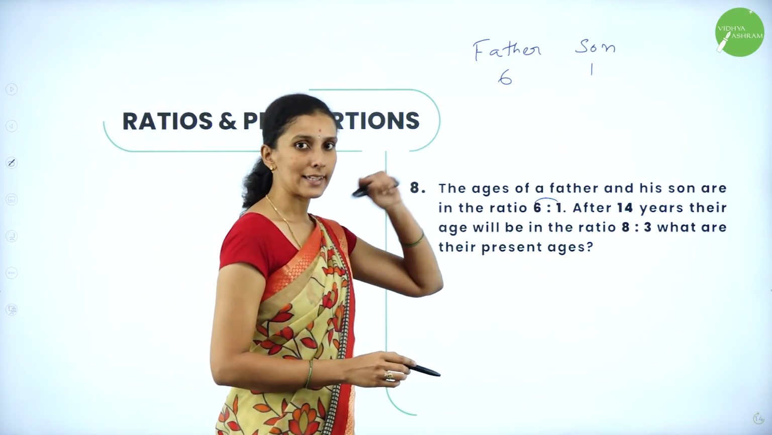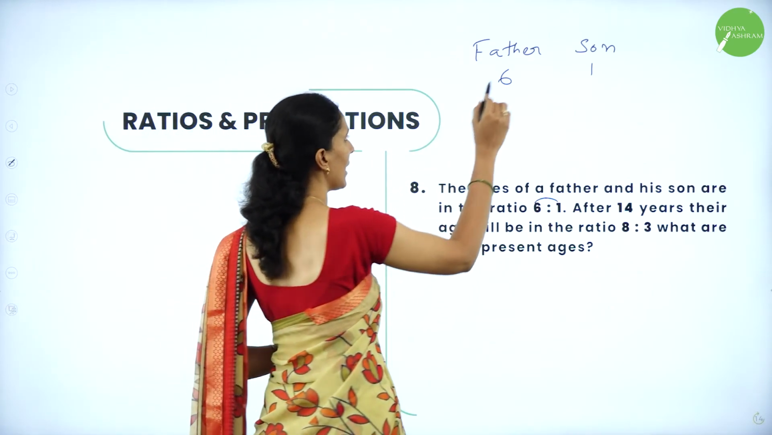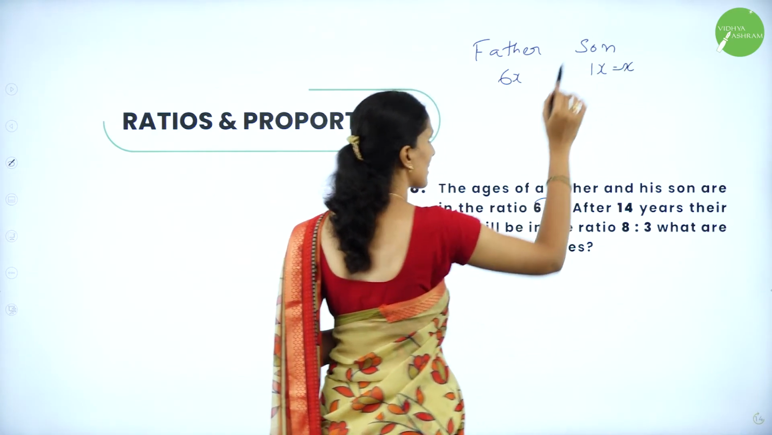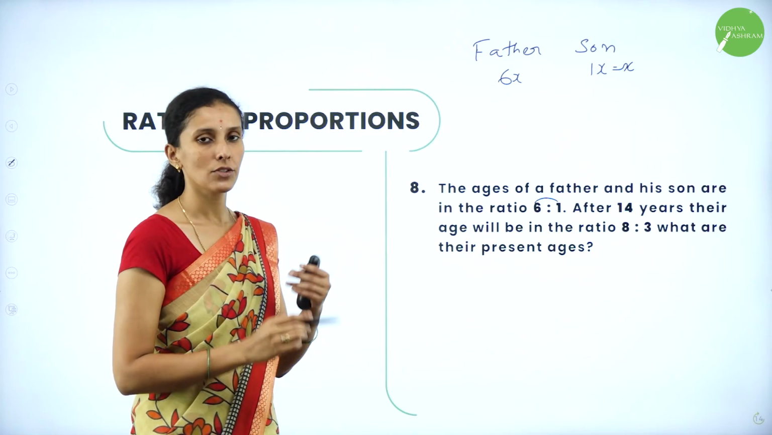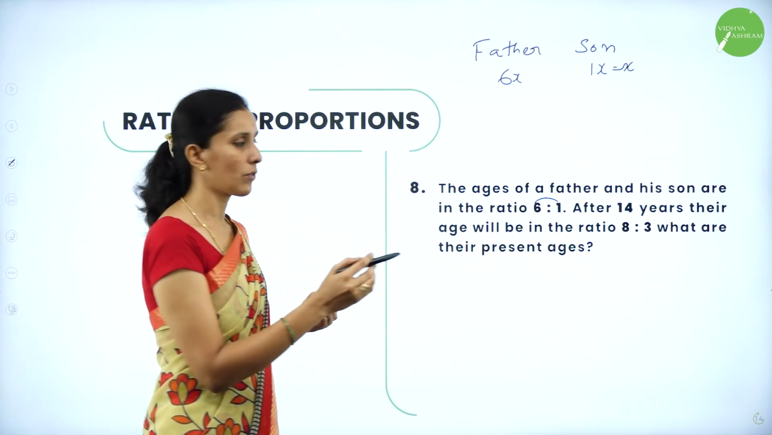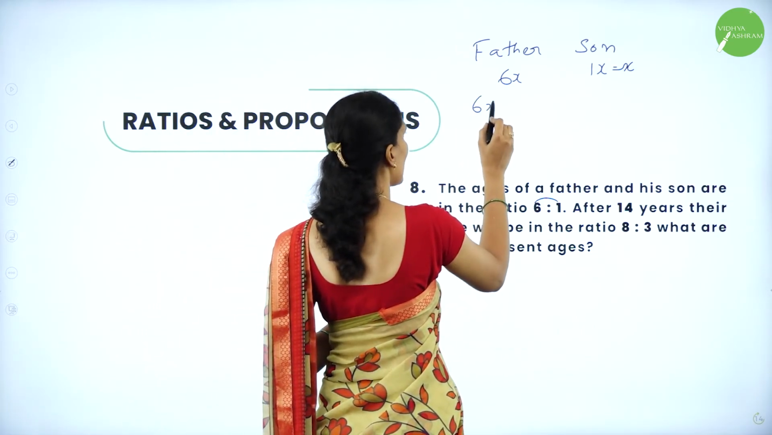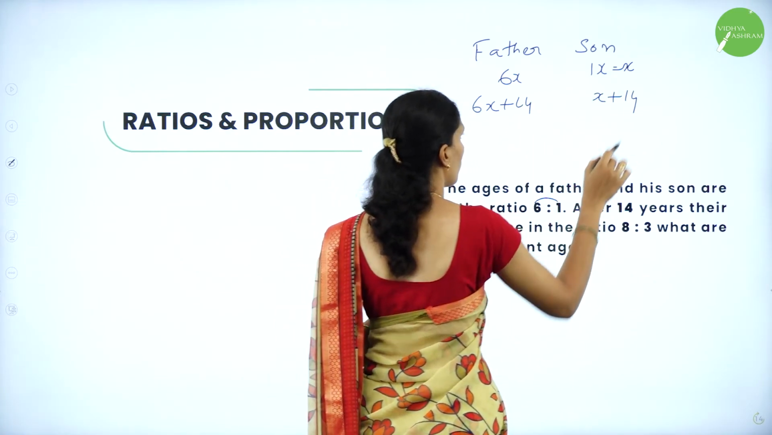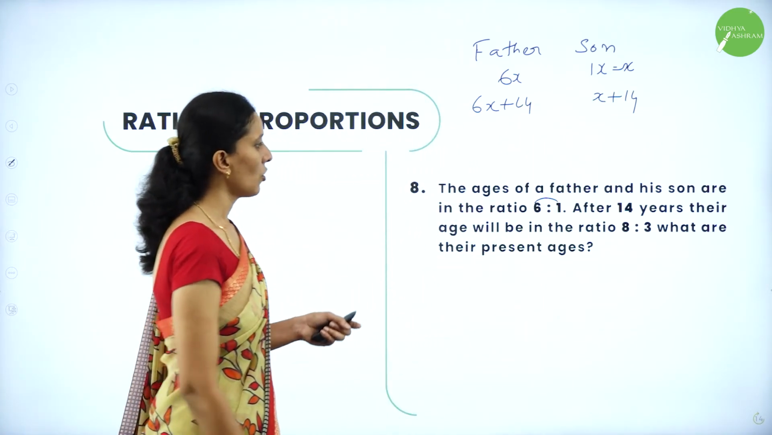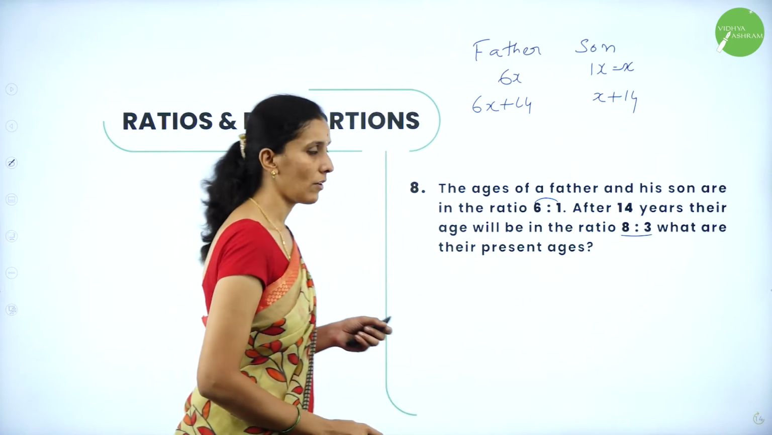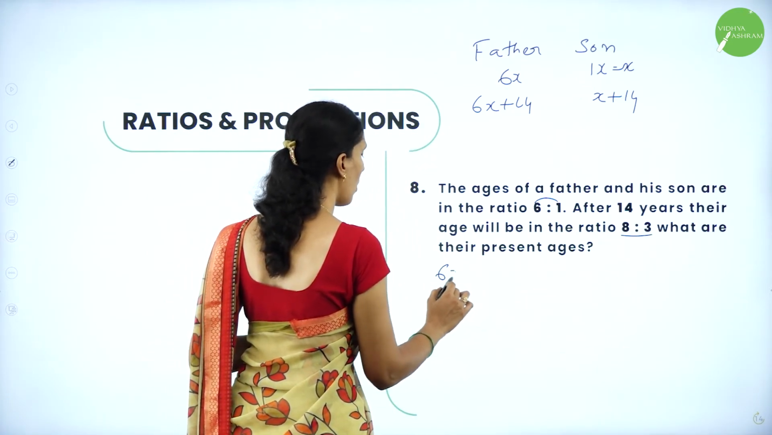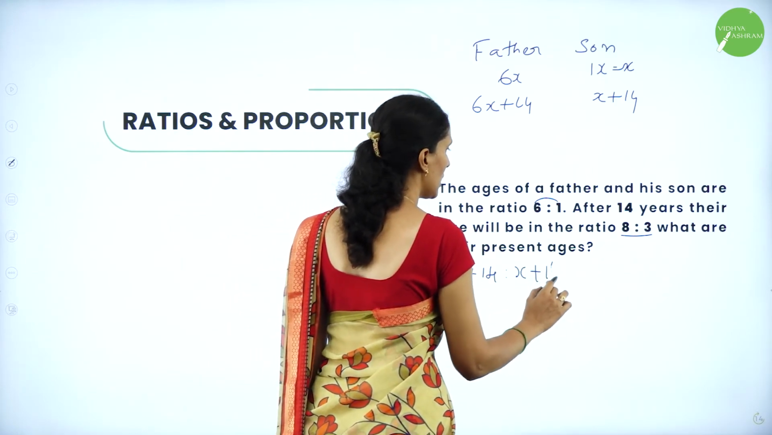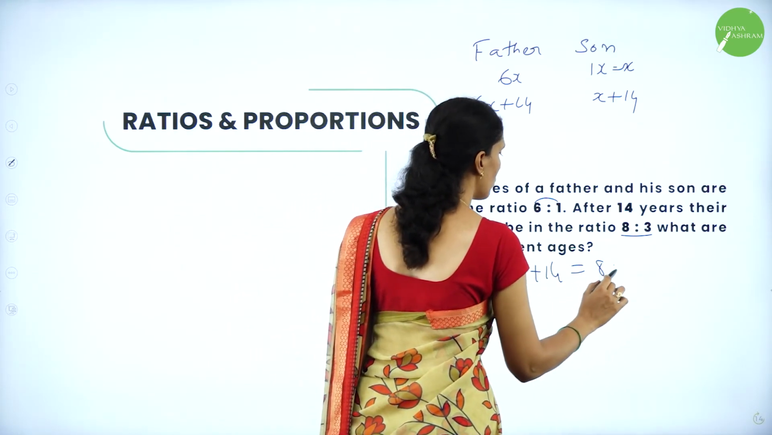I don't know their exact ages, so I'll take it as 6x and this as 1x, which is nothing but x. After 14 years, what happens? The age is added plus 14. That is 6x plus 14 and here it is x plus 14. Their ratio will be equal to 8 is to 3. So let me write this in the proportionality form. 6x plus 14 is to x plus 14 is equal to 8 is to 3.